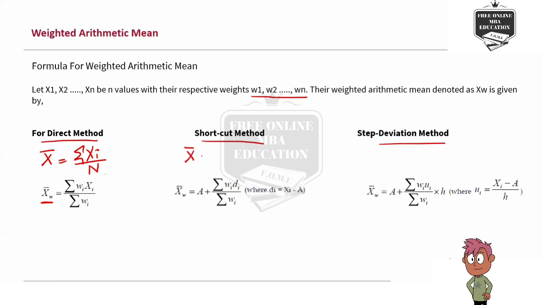Here, x bar was a plus summation f di over summation fi, where di was xi minus a, your assumed mean. And we have the step deviation method, where you are dividing by h. H is the equal difference that we have.